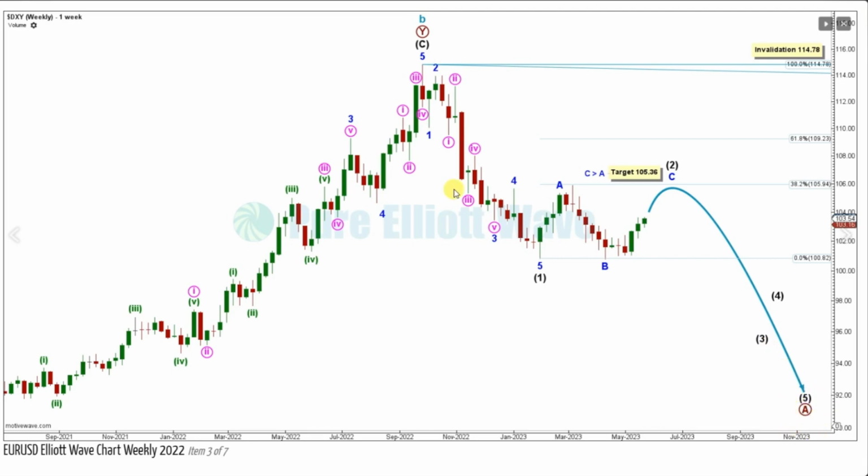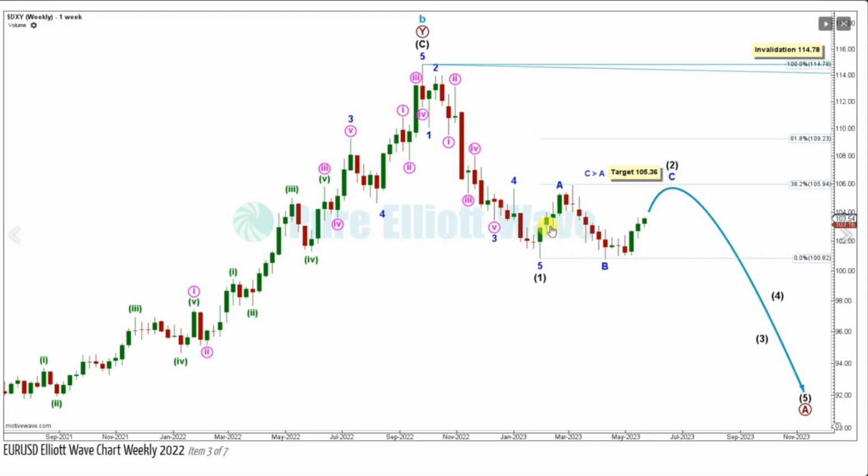Invalidation for this idea sits at 114.78. That would be where intermediate 2 moves beyond the start of intermediate 1, which starts right here at intermediate C. Intermediate 1 complete, and price recently has retraced almost exactly the 382 Fibonacci extension upwards, which is a common ratio for flat corrections, which I have here as minor A, B, C of a flat.